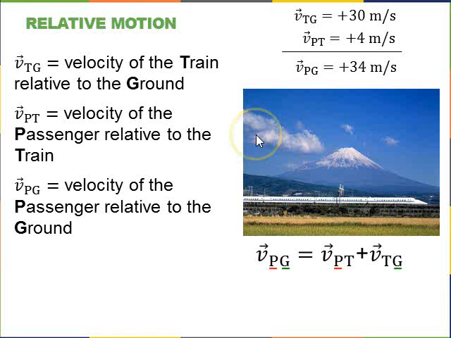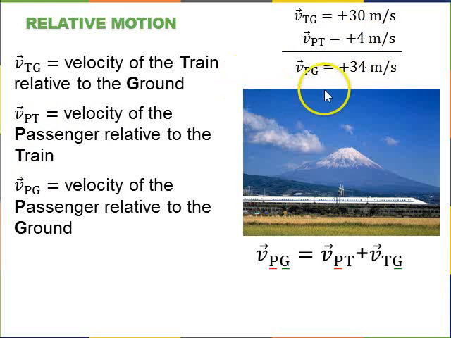Okay, let's look at this nomenclature a little bit more. So here we have a train, one of these fast trains, and it's moving towards the right at 30 meters per second. Okay, so that is the velocity of the train relative to the ground is plus 30 meters per second. Now I want you to imagine, you can't see him here, but there's a passenger walking toward the front of the train at 4 meters per second. So what does that mean? I would call that VPT. The velocity of the passenger relative to the train is the plus 4.